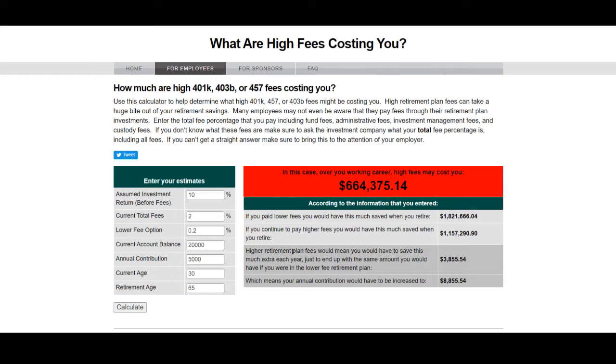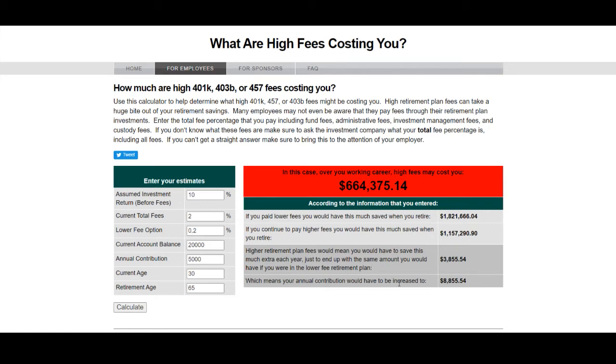Of course, you've got to look at returns and what kind of stocks they're investing in. But if we assume these funds are equal, that simple change saves you an insane amount of money. Say you start with 20 grand, you're putting in 5 grand a year, you're 30 years old, and you're going to retire at 65. We can use any numbers for this. But with that higher 2% fee, you're going to retire with $1.1 million in the bank.